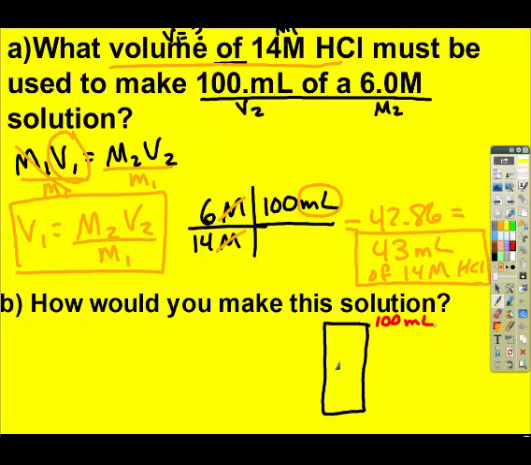Well, my more concentrated one, I'm going to put in 14 molarity HCl. I'm going to use 43 milliliters of it. So the only way I can get to 100 milliliters is if the rest of that is water. Because the definition of dilution was you were going to add water to a concentrated solution to dilute it. So to find how much water, all I need to do is subtract. 100 minus 43 is going to tell me how much water I've used, which is 57 milliliters.